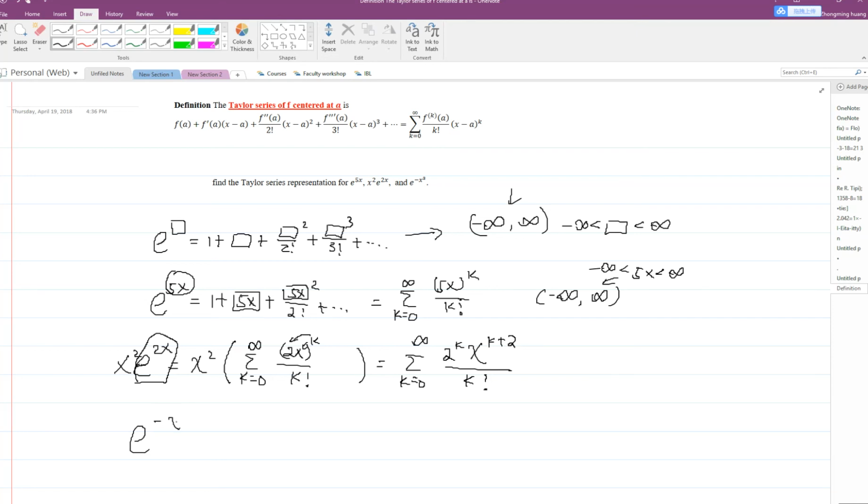The very last one is e to the negative x cubed. So in this case, the box is negative x cubed. So you're going to do substitution. It is equal to summation k from 0 to infinity negative x cubed raised to power k over k factorial. Okay, oftentimes we want to rewrite that into an alternating series, so negative 1 raised to power k and x cubed raised to power k, which means x to the 3k, 3 times k, and then over k factorial. Okay, so this is the example that we got.